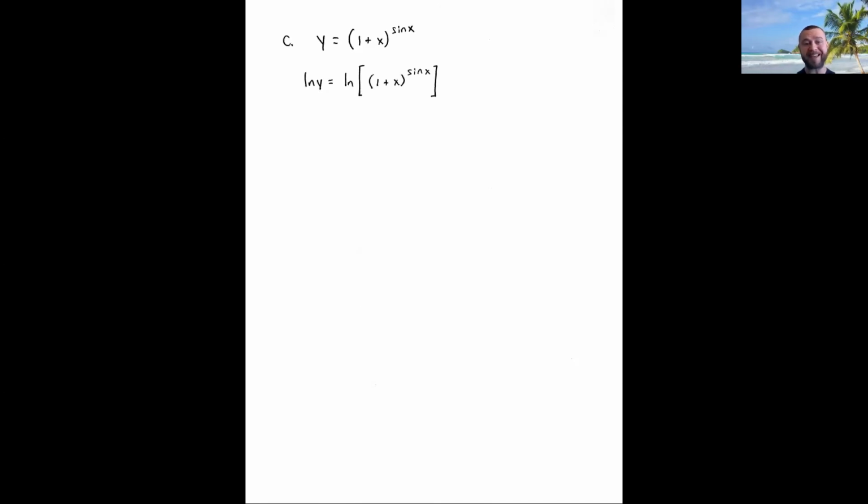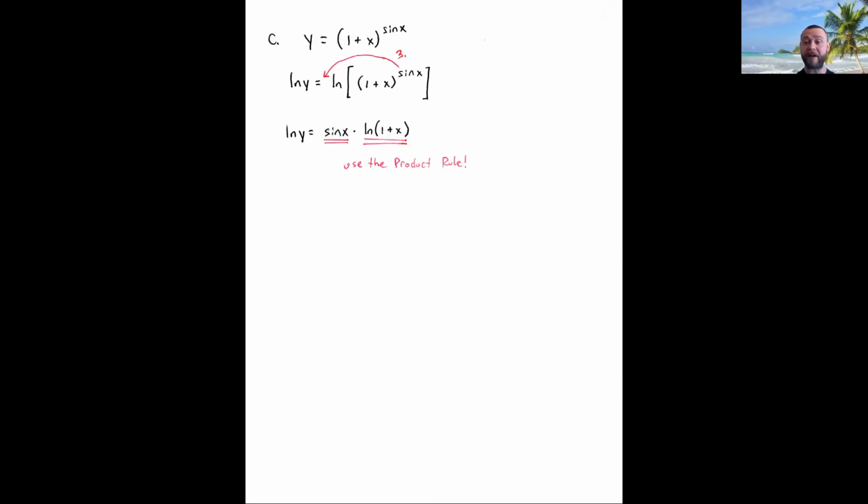All right, so when we start by taking the natural log of each side, since we don't have any products or quotients, we can't apply property 1 or 2 of logarithms, but what we can apply is property 3, bringing that exponent, sine of x, down as a factor. And since we now have that coming down as a factor, sine of x multiplies natural log of 1 plus x. When you go to find that derivative of the right-hand side, you're going to have to use the product rule.